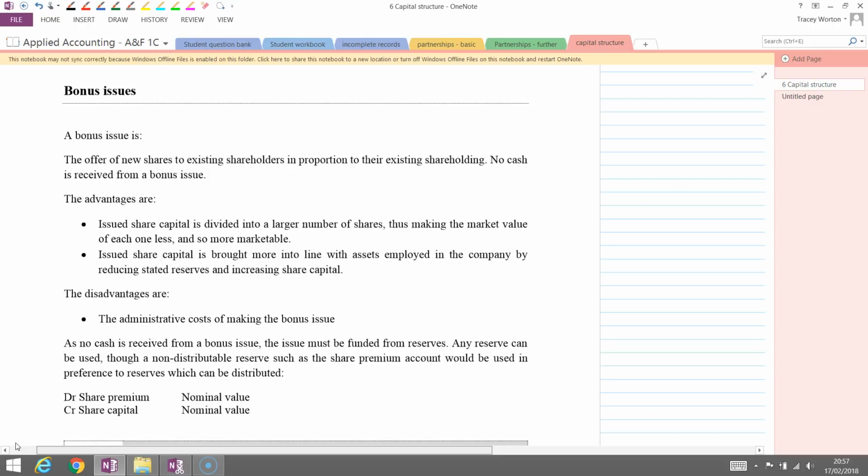So where we have a bonus issue, we're going to debit a non-distributable reserve, normally share premium, with the nominal value of the shares that are issued, and credit the share capital account with the nominal value of the shares issued.